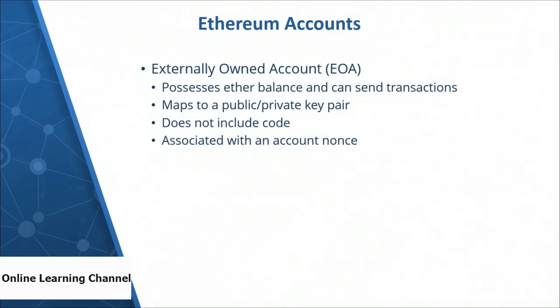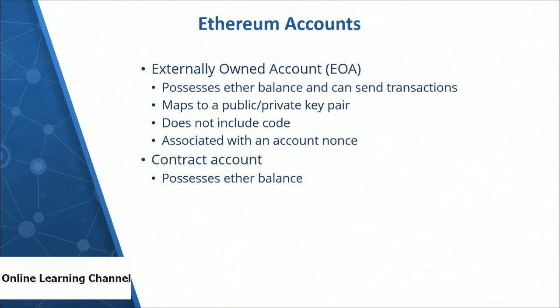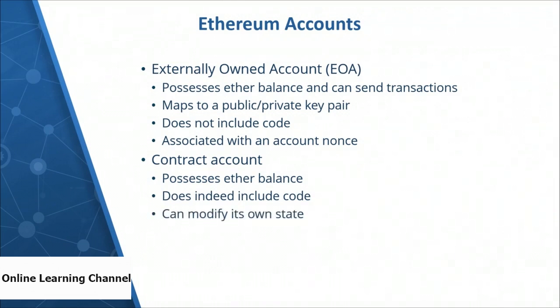The other type of Ethereum account is the contract account. This is what is used to represent every smart contract on the Ethereum network, and much like an EOA, this can also possess an Ether balance. That is, you can load a smart contract with Ether. As you would expect, a contract account does have code associated with it, and it is possible for the smart contract code to modify the state of the contract account, for example, by transferring some of its Ether out to some other account.